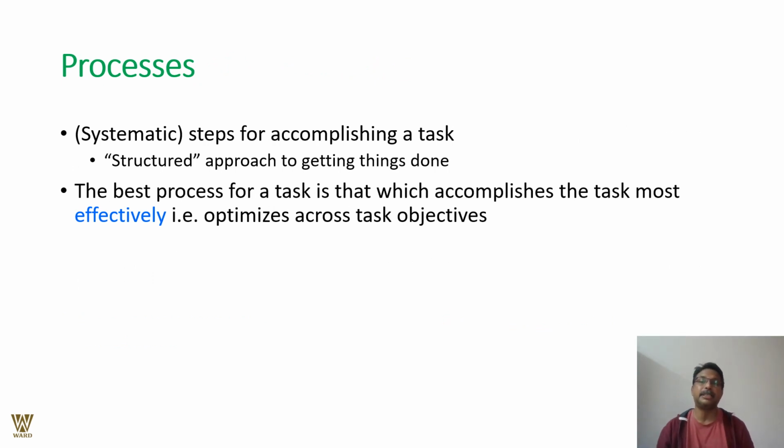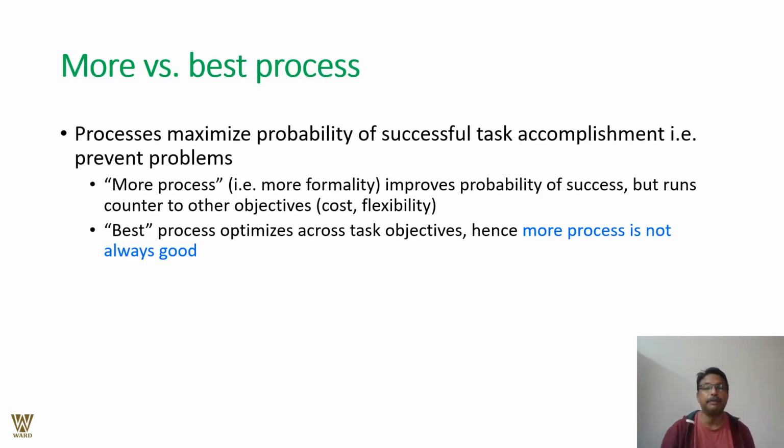Processes are systematic steps for completion of a task. It might be completely structured for getting things done. The best process for a task is the one that accomplishes the task most effectively, quickly, and in a cost-effective fashion, optimizing across task objectives. What are we looking at? Are we going to have more and more process, or just the best process?